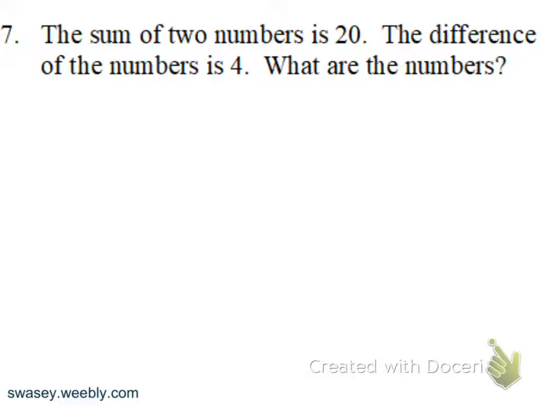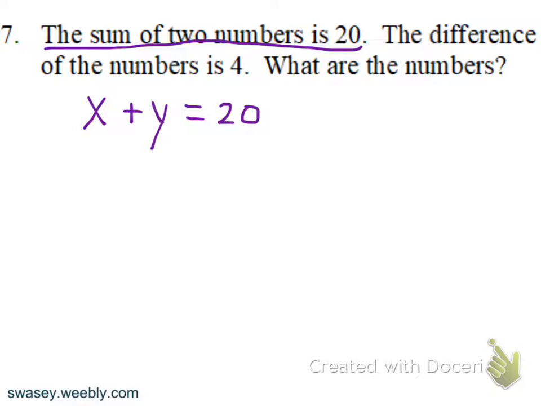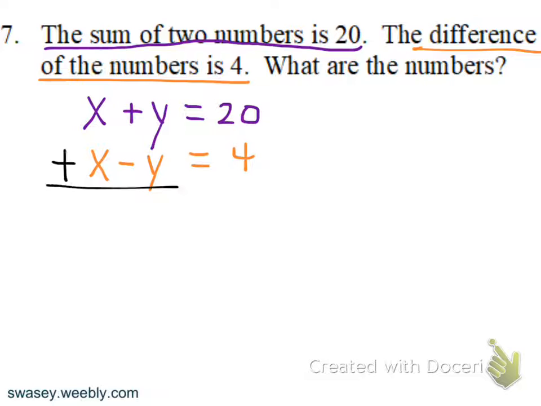Alright, the sum of two numbers, sum means add, is 20. So we don't know what the numbers are, so we'll call one x, one y. So we have x plus y equals 20. Next, the difference of the numbers is 4. Difference means minus, so subtract: x minus y equals 4. Now we're ready to add our equations together. 1x plus 1x is 2x. 1y plus negative 1y is 0, it's eliminated. 20 plus 4 is 24.